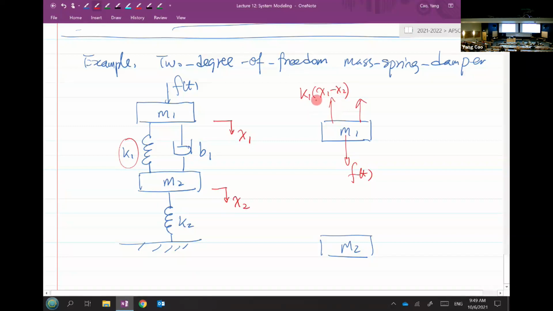The force from the spring equals K1 times (X1 minus X2). Why X1 minus X2? Because this is the reference direction for M1, X1, and this is the reference direction for the other end, which is X2. So if you fix this one end, if you consider there's nothing below and it is fixed, then it's just K1 times X1. But now this end is free to move, X2, so you should have X1 minus X2 here. What about the damping here? B1, by analogy, times X1 dot.